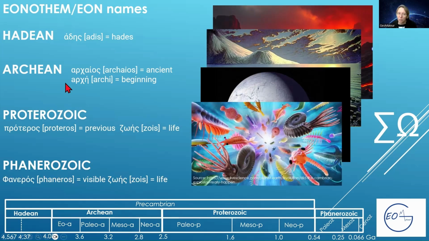The next unit, Phanerozoic, comes from the Greek words meaning visible life. And it is characterized by the proliferation of diverse and abundant life forms.